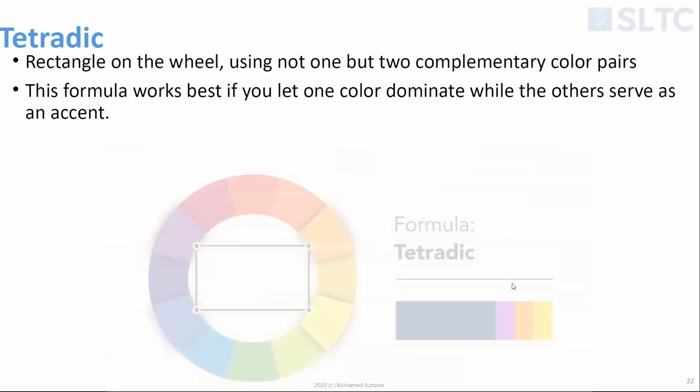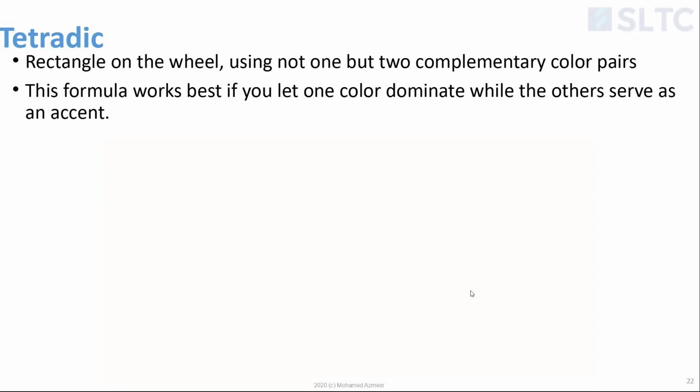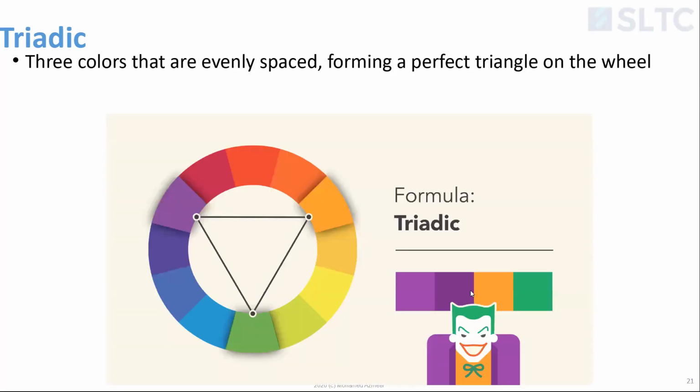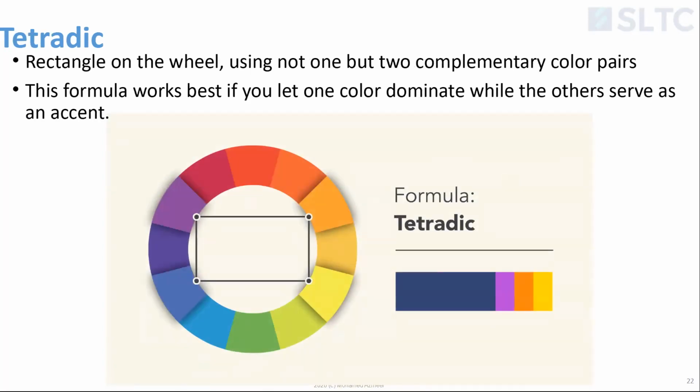Tetra means four. So this is where we use a rectangle to connect four colors and then come up with the color we need. Oh, by the way, if you notice in the previous one, all the color boxes are equal in size, and we don't have to do that. As an example here, we use a larger percentage of blue and a smaller percentage of other high energy colors like orange and yellow.